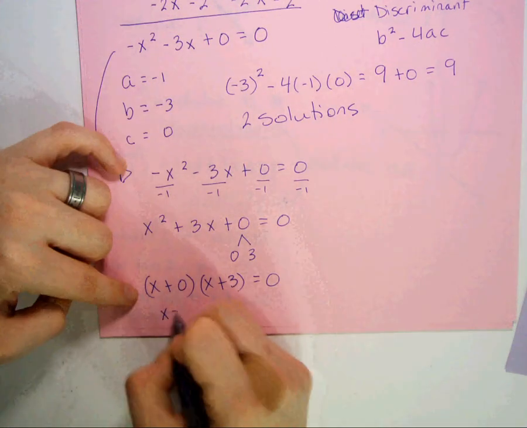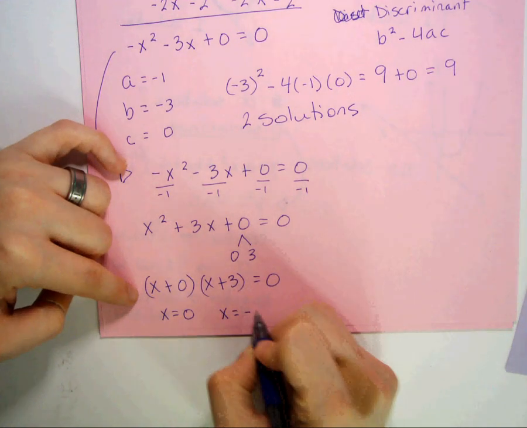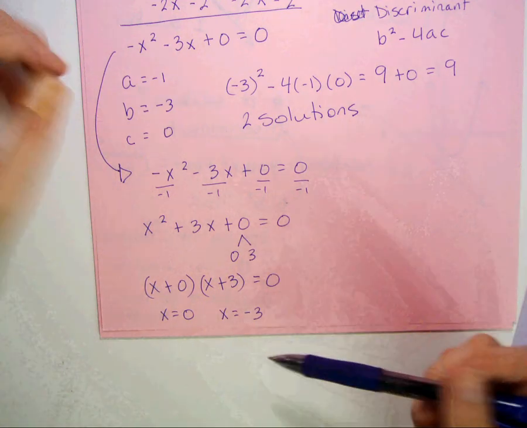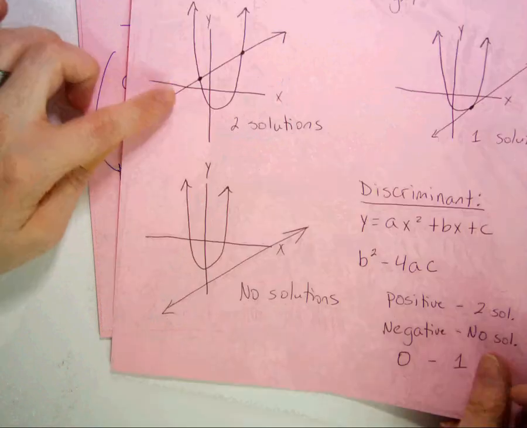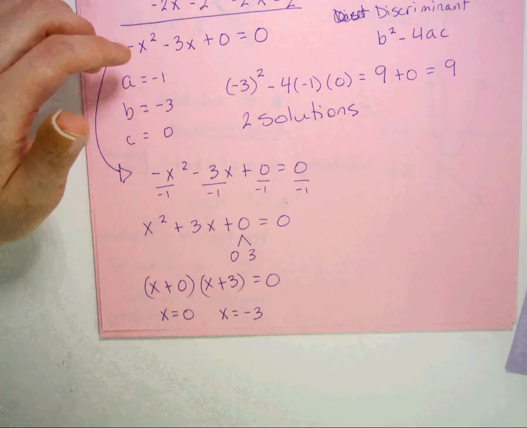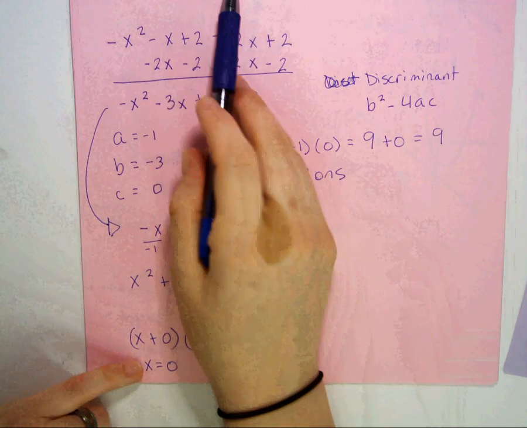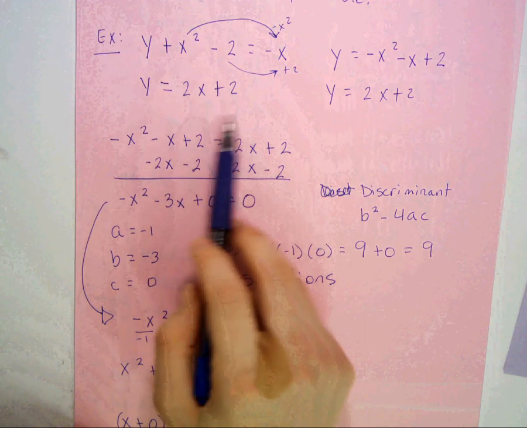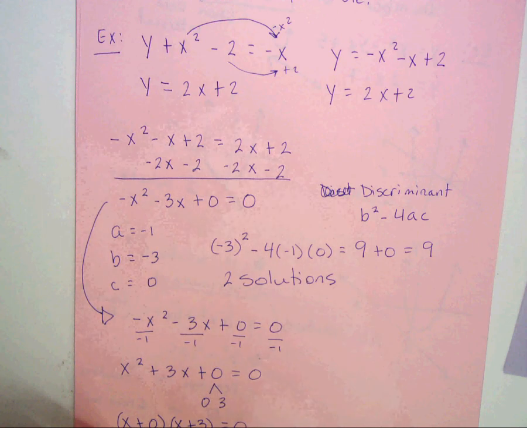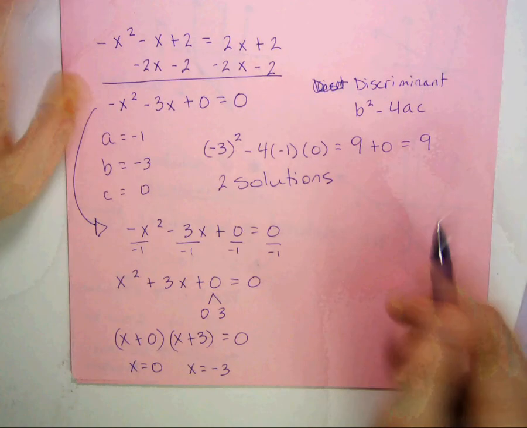And so setting them each equal to 0, this one, x will be equal to 0. And this one, x plus 3 equals 0, so x equals negative 3. And so I have my x values. Remember, the solution is the points where they cross each other. Points are the x and the y value, so I need to figure out what my y values are now. So we're going to come back up here to the easiest equation to plug into. I have my x values, so now I'm going to plug in 0 and see what I get for y, and then I'll plug in negative 3 and see what I get for y.